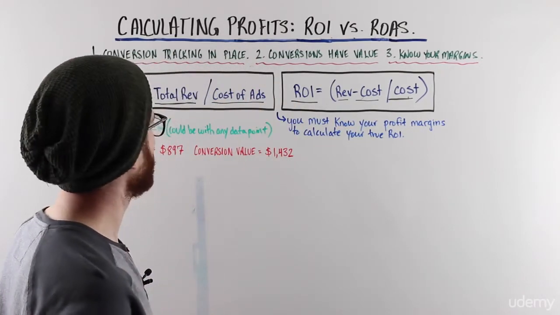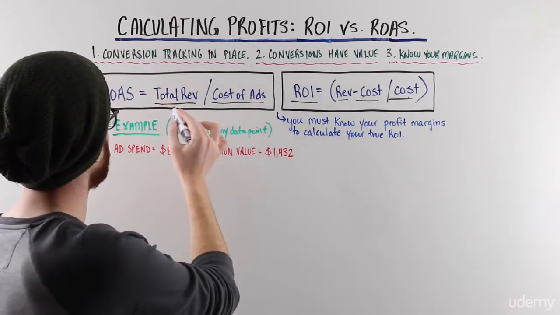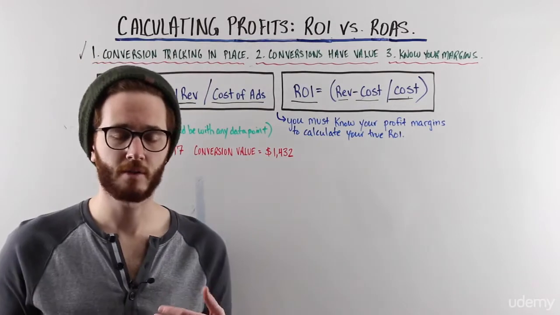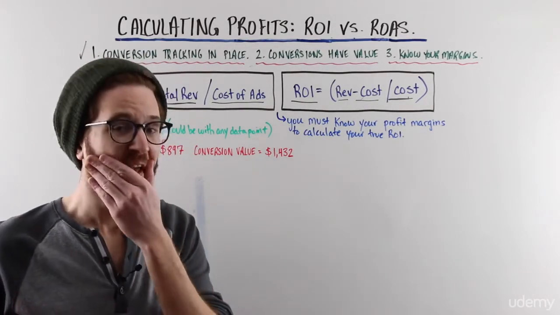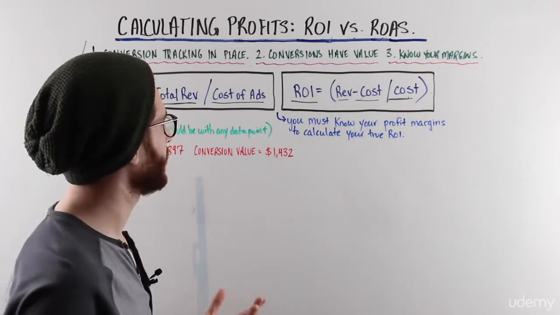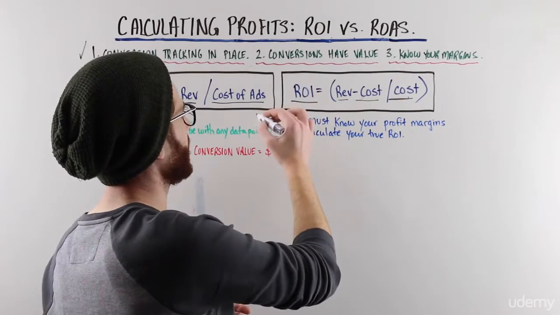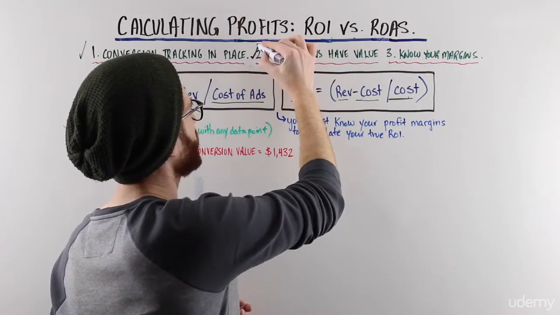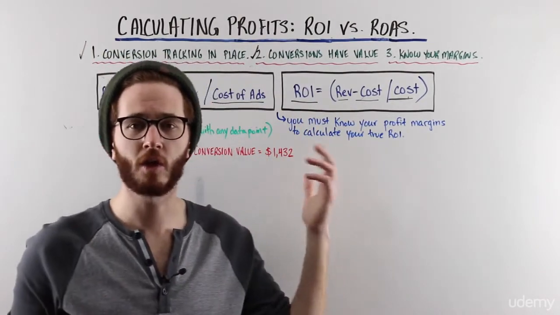A couple things we have to know when we talk about calculating ROI versus ROAS. One is we must have our conversion tracking in place. That's very important for us to be able to even start talking about calculating ROI in our AdWords account. If we're not tracking conversions, we'll have no idea what our conversions and what our conversion values are. Number two, which is what I just said, conversions have to have values. You need to be attaching or attributing some sort of value to each conversion.